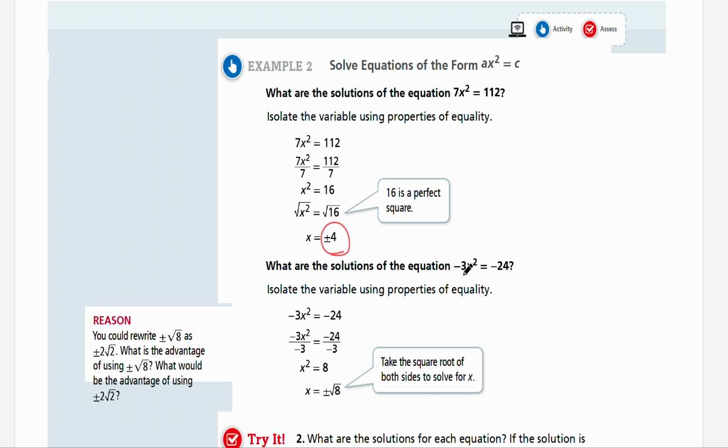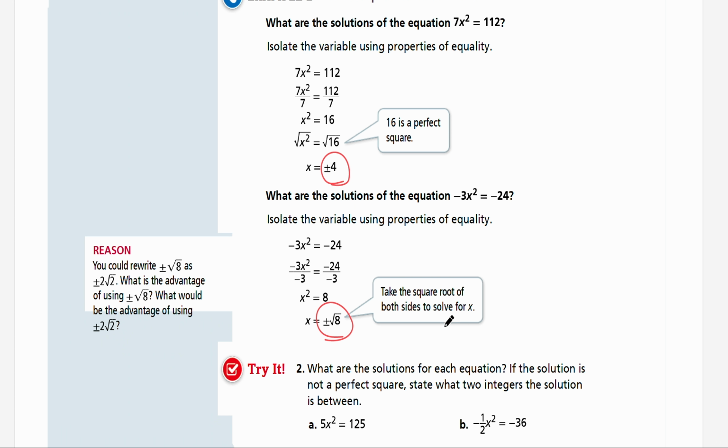And then same thing here, you can divide both sides by negative 3, and then have x squared is equal to 8. And so your final solution would be plus or minus root 8. This is already a simplified form, and so that is your answer.